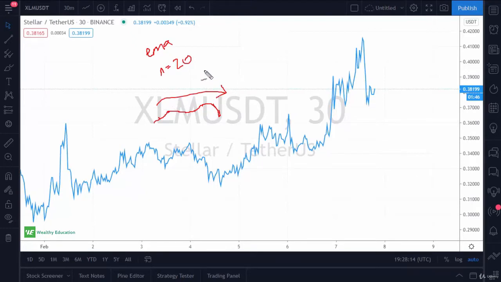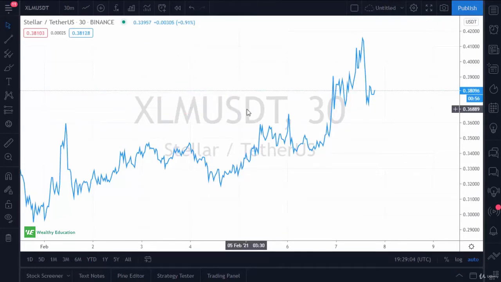So it makes it much more sensitive. It tends to move a little quicker in reaction because it puts more weight, like say maybe on the last 5 than it does on the first 15. It's really the only difference.